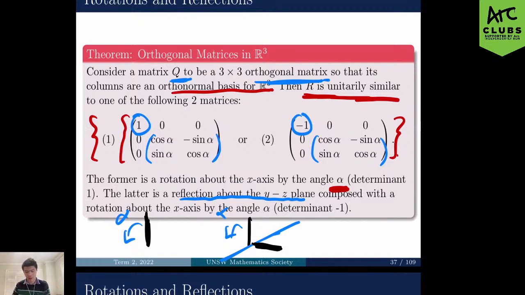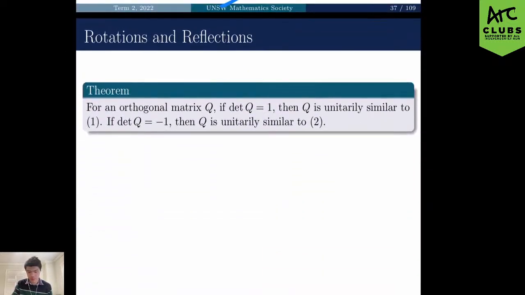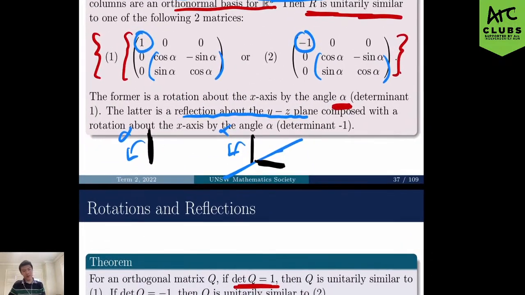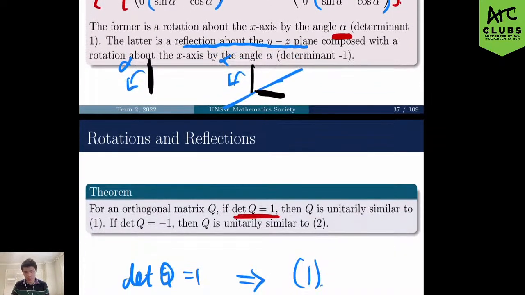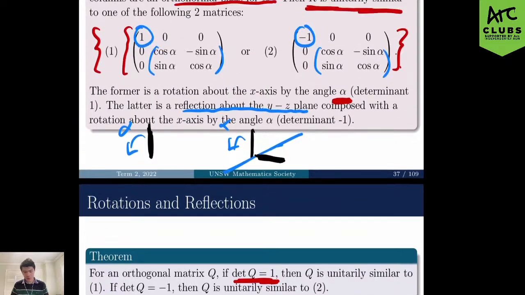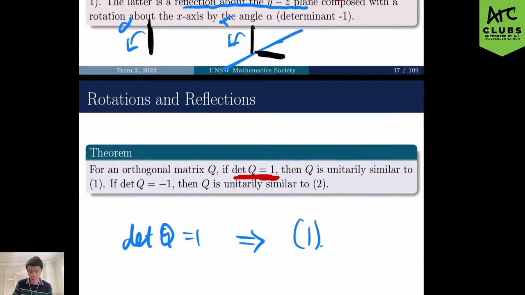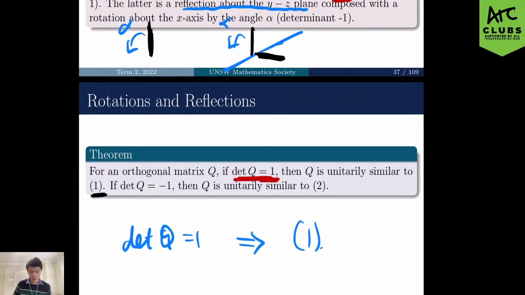Well, there are two processes we use to do that. Number one, we use the determinant. If the determinant of Q is equal to 1, then what that implies is it's going to be similar to number 1. And why is that? Because remember, determinant is a similarity invariant. So if the determinant of Q is equal to 1, which of these has determinant 1? You can show it's going to be this one. This one has determinant minus 1. So it's kind of like detective work, right? You're working out, it can't be this one, it's got to be that one. So again, if its determinant is 1, it's going to be unitarily similar to 1. And if not, the other option is minus 1, it will be unitarily similar to 2.